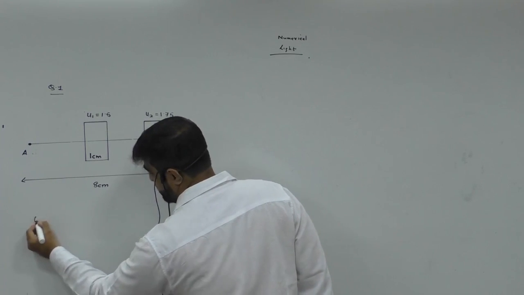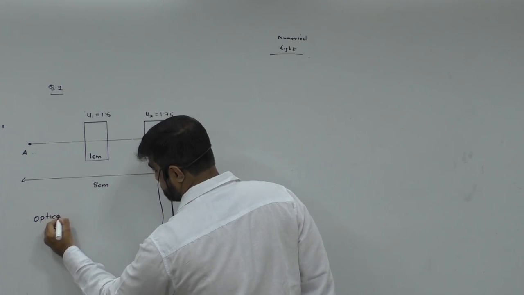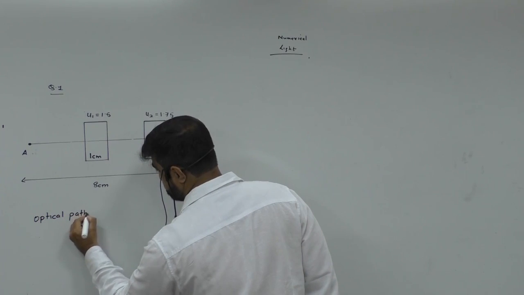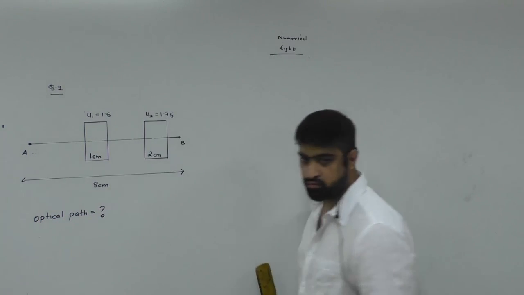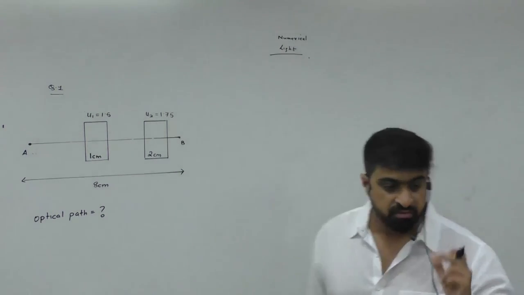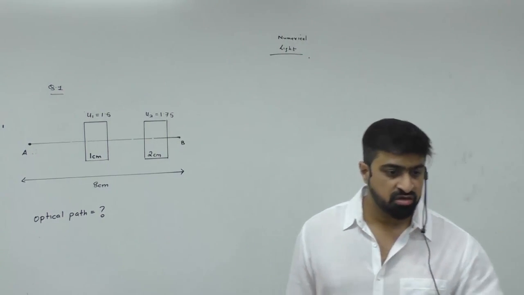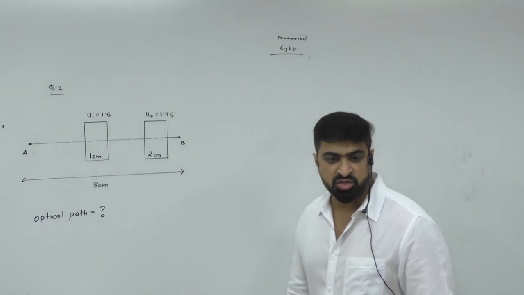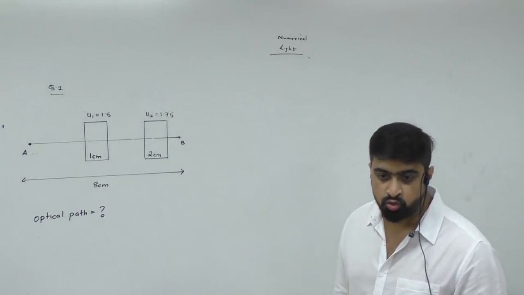They are asking you what is the optical path. Now always remember the formula for optical path which I have given you in the synopsis. Optical path is mu t. What is the formula? Mu t. Now how many mu's are there? Not 2, 3 are there.